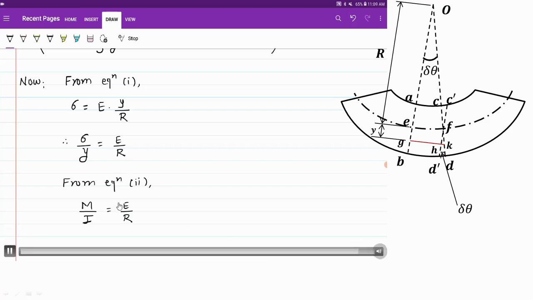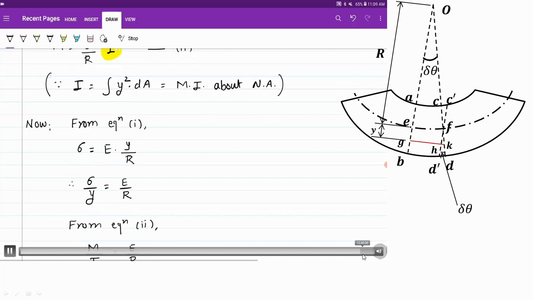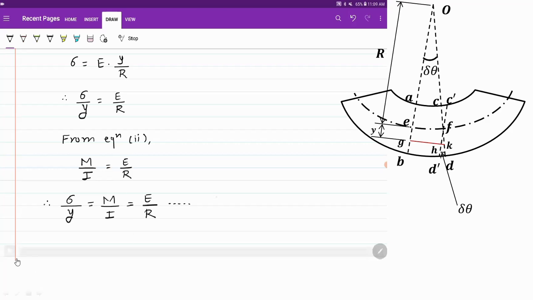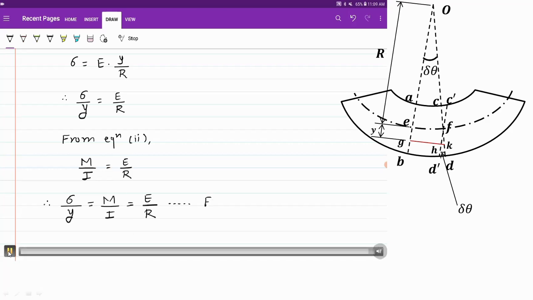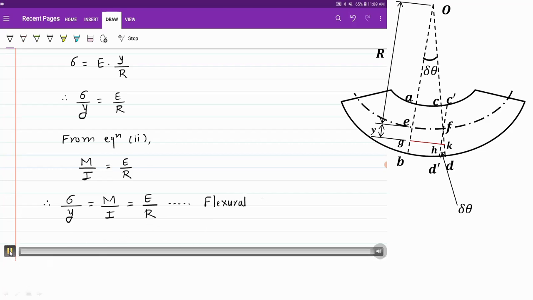Now right hand side of both these equations is same, so we can equate all these three terms, that is sigma upon y is equal to M upon I is equal to E upon R. So this is known as the bending stress formula or flexural formula. So in this way you can derive this expression with the help of simple geometry and then concept of stress and strain.